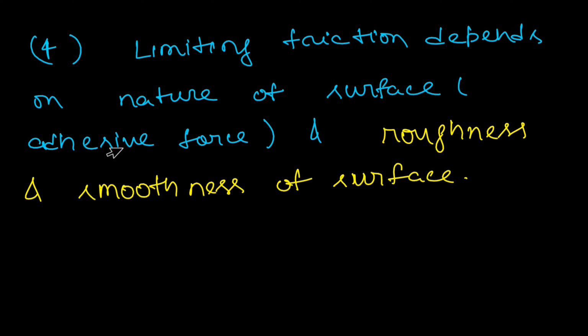So if the adhesive force acting between molecules is high, then friction will be more, and if the surface is too rough or too smooth, then in both cases the friction will increase, because if the surface is too rough, then there will be more interlocking of the surfaces, and if the surface is too smooth, then the surface molecules will come too close to each other, and due to the adhesive force between them, they will make more bonds, so friction will be more.